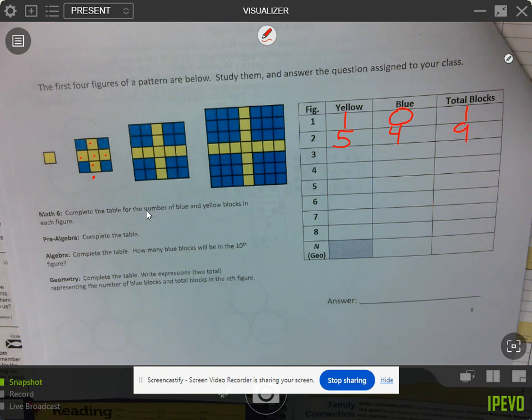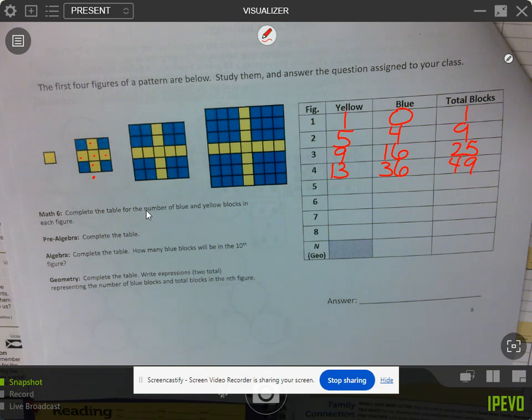Let's look at our third figure. How many yellows? Grayson? 9 yellows. How many blues? Grayson? 16. So how many total? Look at number 4. How many yellows, Olivia? 13. How many blues? 36. How many total? 49. Find your patterns.